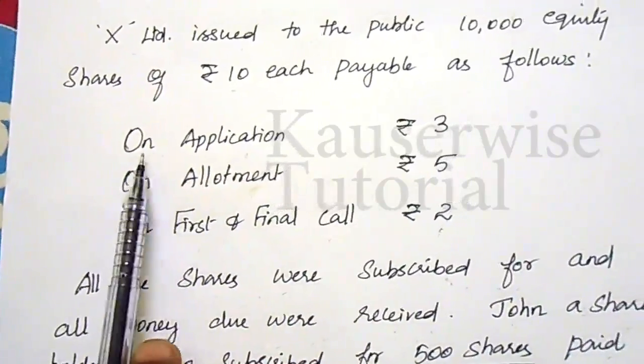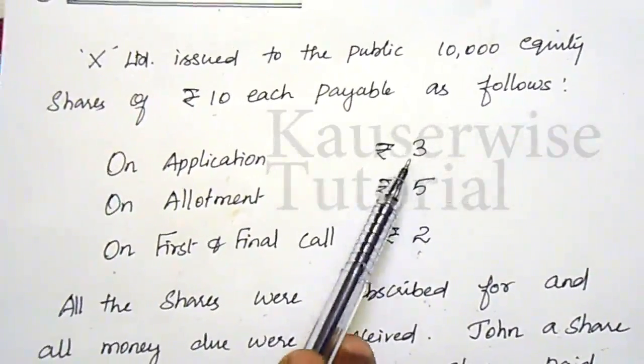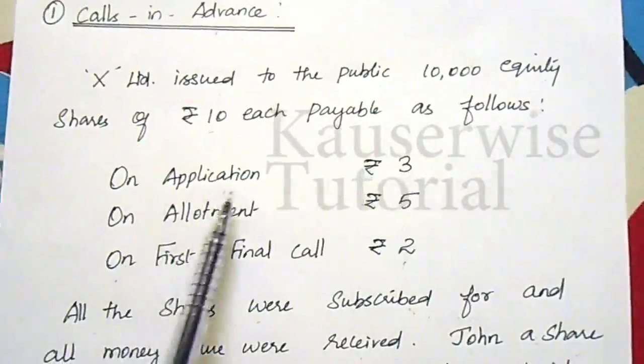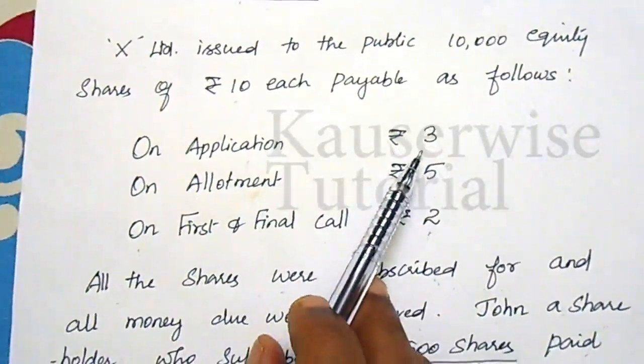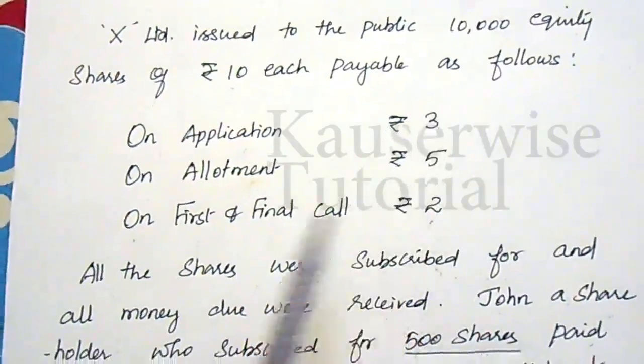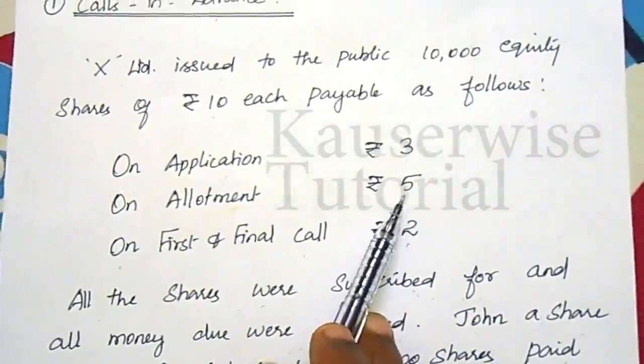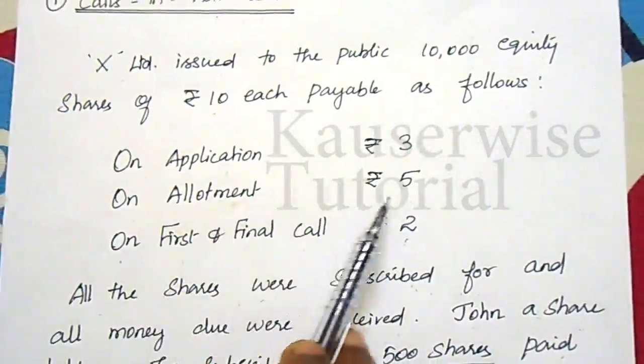See the problem. On application 3 rupees. So 3 rupees into 10,000, 30,000 rupees received from the public on application, and the entire amount is transferred to share capital. And the next one is on allotment. How much money? 5 rupees. For each share 5 rupees on allotment.